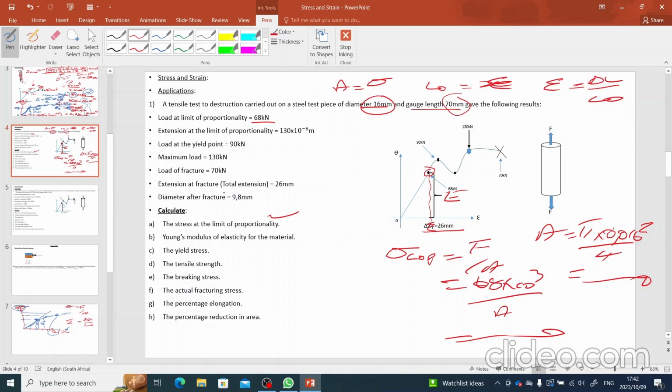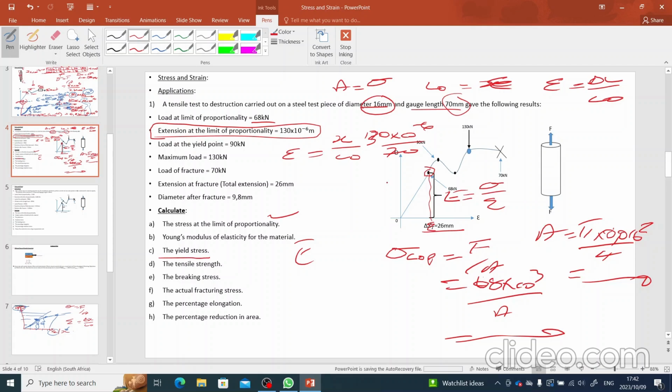Based on the given information, there it is. We are given the change in length, or the extension at the limit of proportionality. There it is. Then we are able to calculate the strain. The strain would be change over LO. This is my change: 130 times 10 to the power negative 6 divided by 70. Then I get my strain. Then from there I can calculate my Young modulus, stress over strain. Can you see that? Then question number 3, they want us to calculate the yield stress.